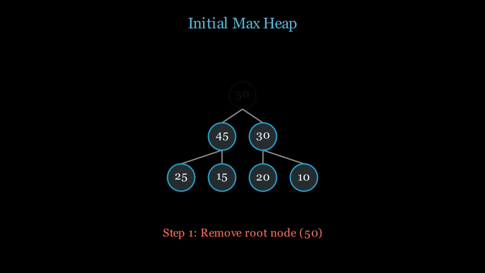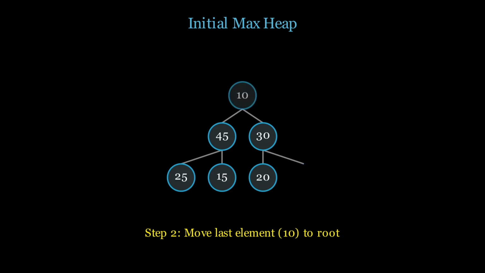We take the last element of our heap, 10, and move it to the root position. This maintains our complete binary tree structure. But now our heap property is violated because 10 is smaller than its children. We compare 10 with its children and swap with the larger one, in this case 45. This process continues until 10 finds its proper place in the hierarchy.